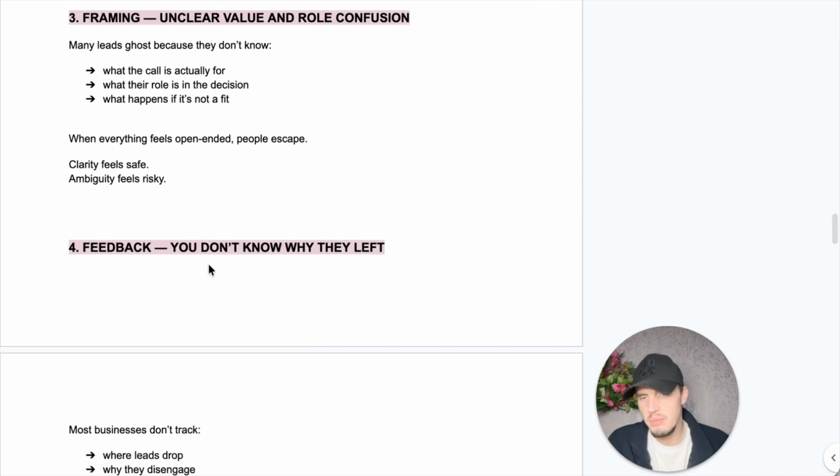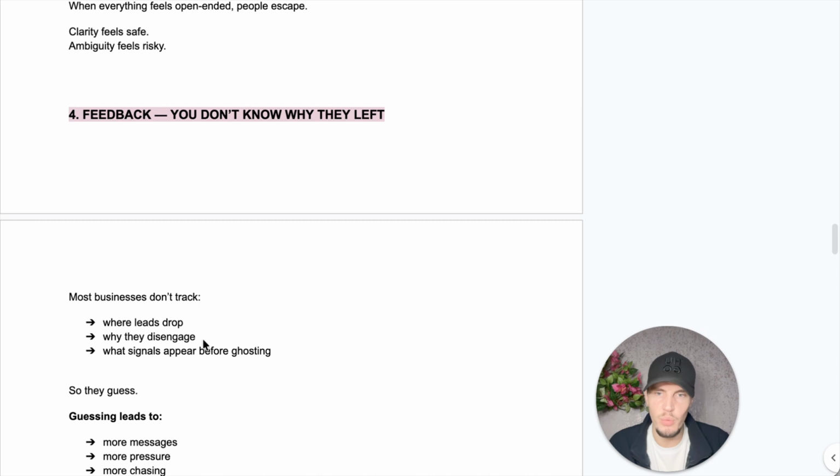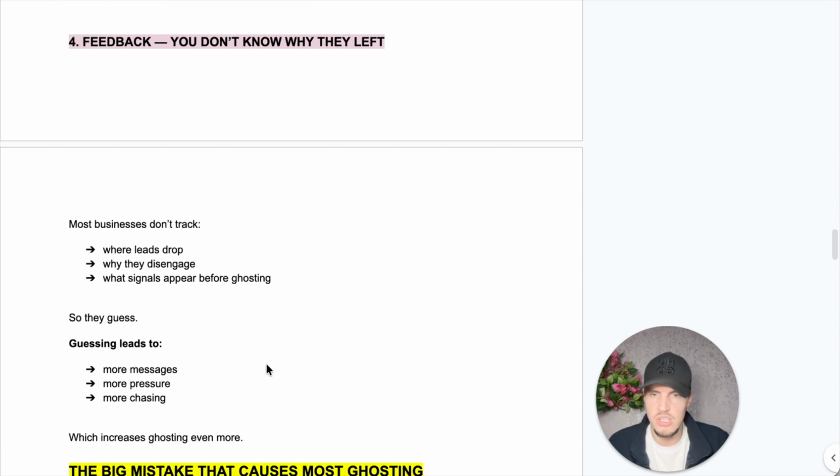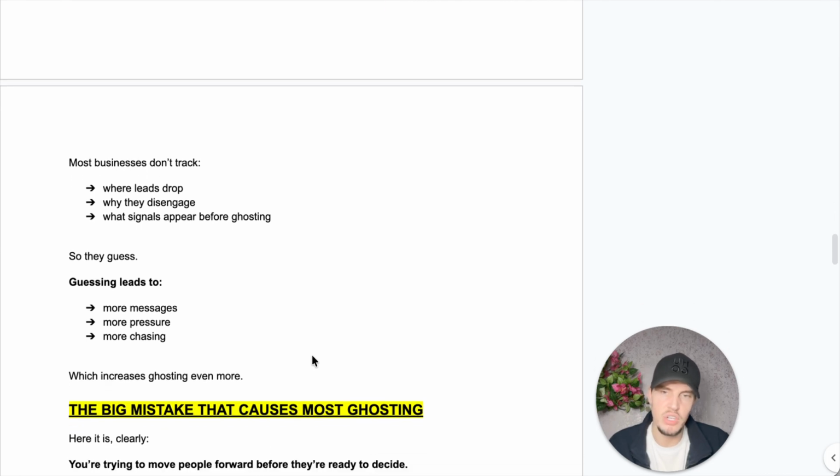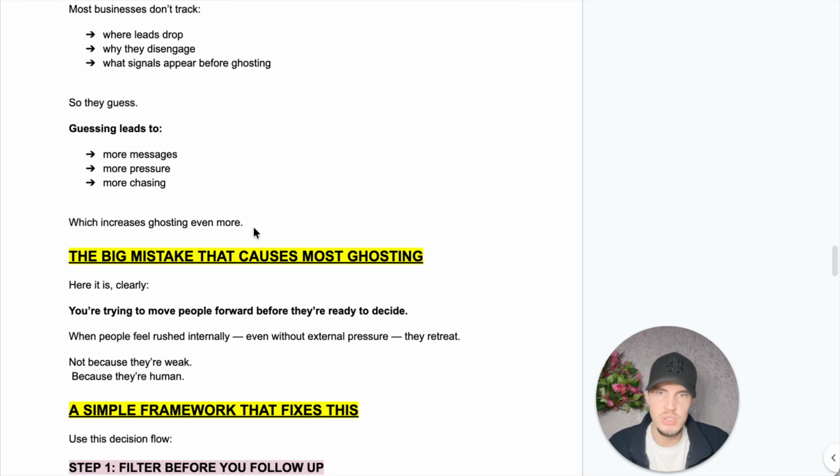Layer number four is feedback, and this is what most business owners don't have. They don't have real raw data to base their decisions on, so they don't even know why leads left. Most businesses don't track where leads drop, where they disengage, or what signals appear before ghosting. So they guess. Guessing leads to more messages, more pressure, and more chasing, which increases ghosting even more.